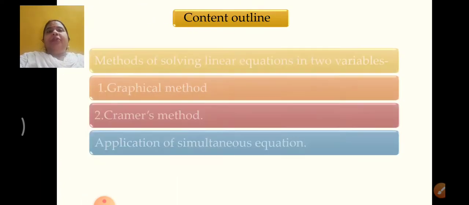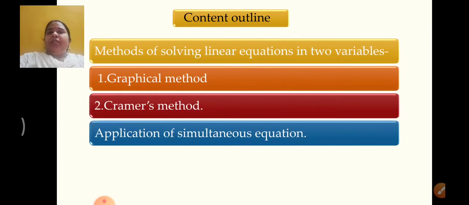In this chapter, we will be learning two new methods of finding solution to linear equation in two variables, that is graphical method and Cramer's method. Then we are also going to apply the knowledge and solve a few word problems based on this, that is application of simultaneous equations, right? Okay, so let us start with the chapter.